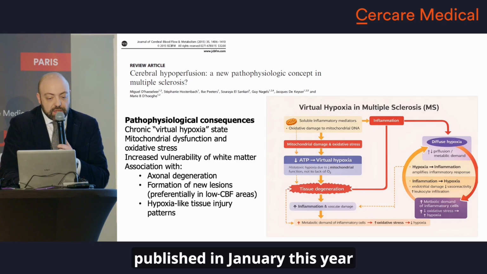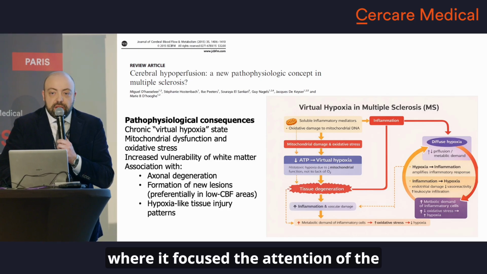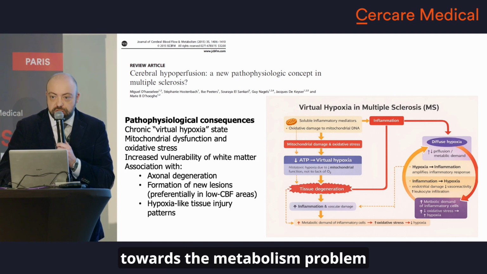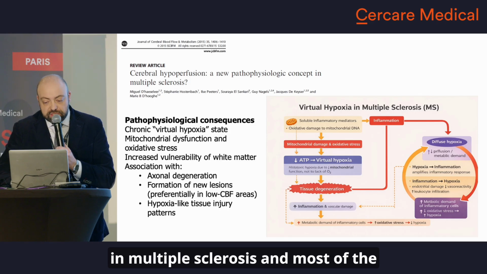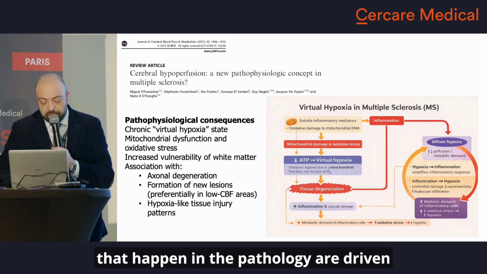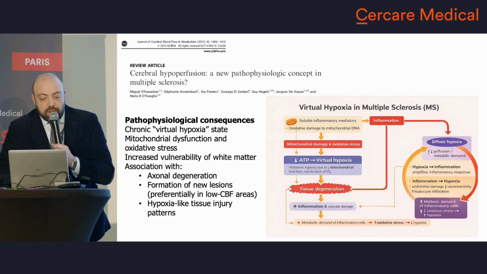This is a paper published in January this year, which focused attention on the change of paradigm of the pathology towards the metabolism problem in multiple sclerosis. Most of the metabolic disturbances that happen in the pathology are driven by abnormal perfusion.